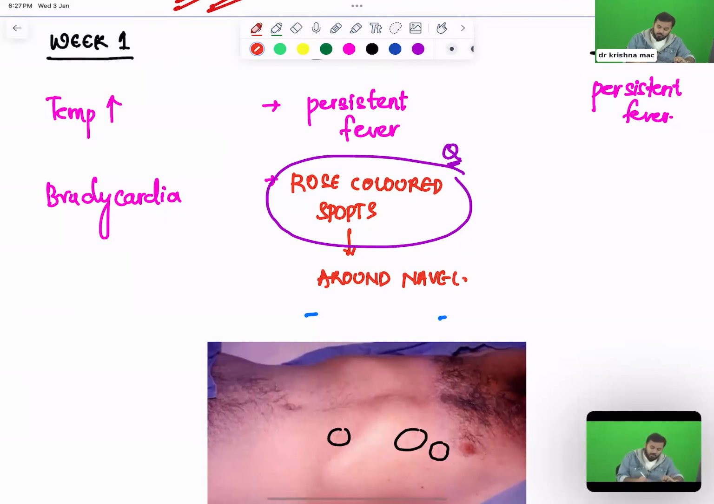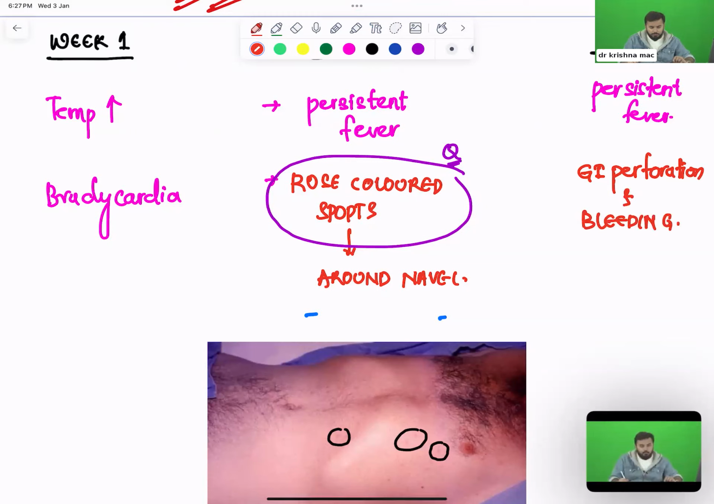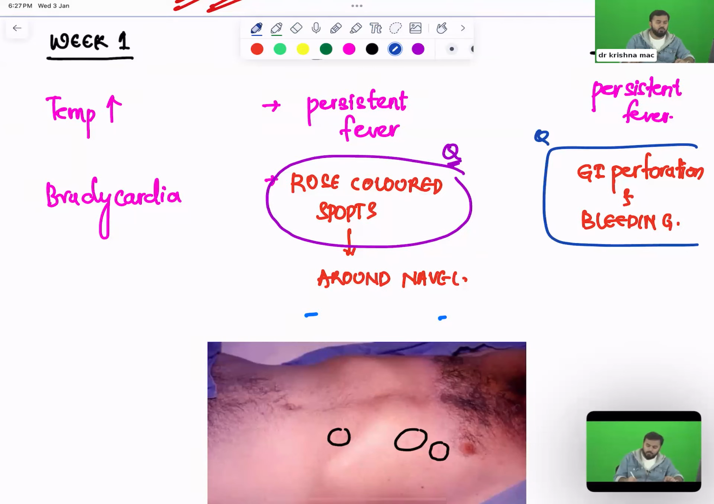Okay. So here, what is going to happen? Gastrointestinal perforation. If gastrointestinal wall is perforated, don't you think it will bleed? So obviously, patient will also have bleeding, gastrointestinal perforation and bleeding. Clear, all of you? These are the 2 questions which will be asked usually. All of you understood this, yes or no? Everyone? Very good.